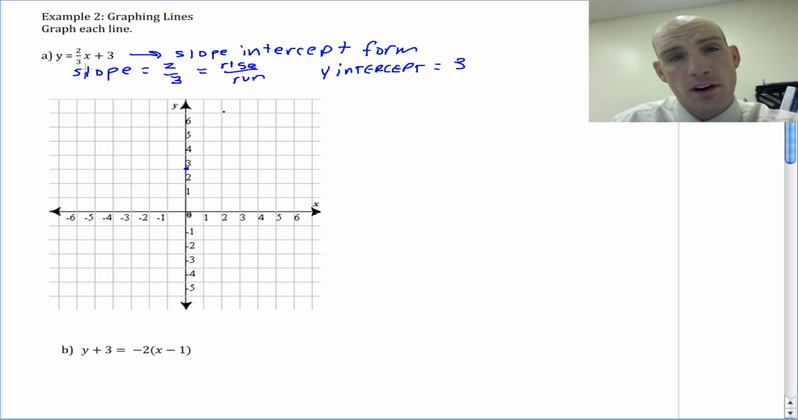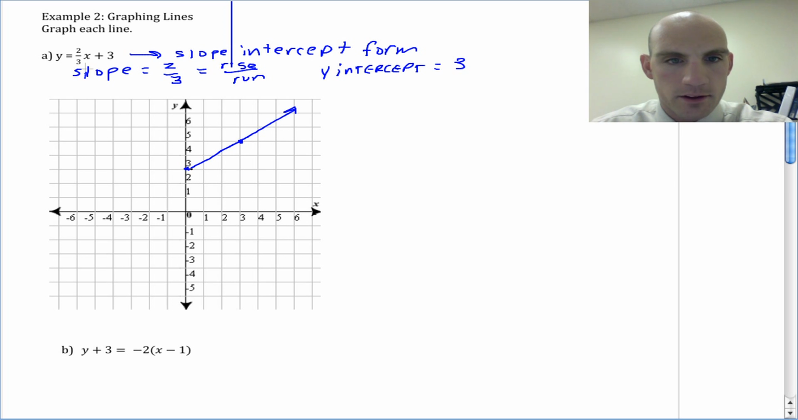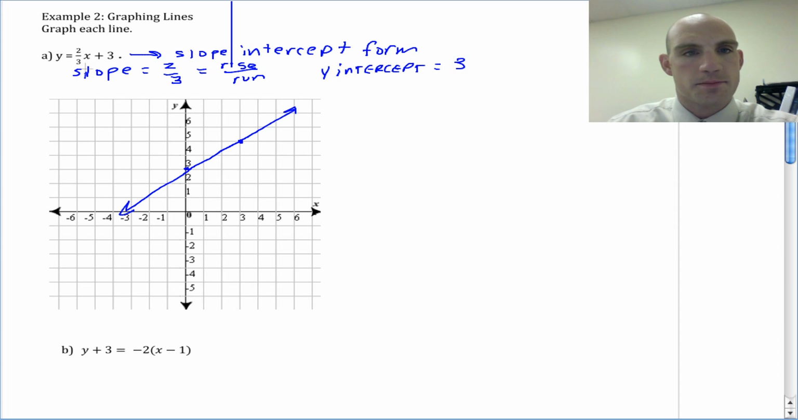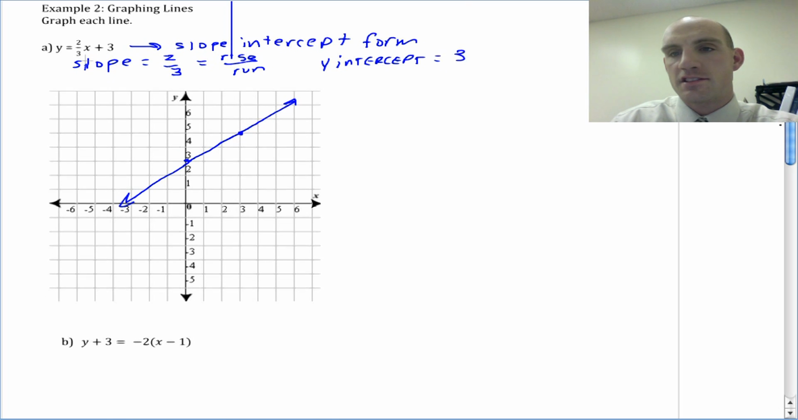And then I'm going to use my slope to find my next point. So because it's rise 2, run 3, I'm going to go up 2 and over 3. Okay? I use the slope to tell me where to go next. And so when I do this, whoops, I'm going to end up with a line that looks something like this. Okay? I know that I'm correct because I've got this positive slope and a positive y-intercept. Okay? That's the easy one.